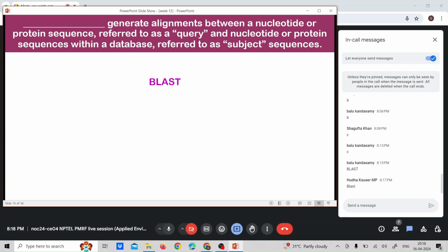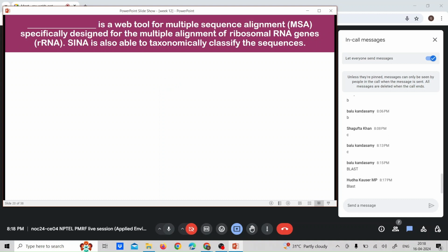Okay, this is BLAST. In BLAST, what we generally do is take a nucleotide or protein sequence. What we give as input is the query, and we search it against the database, whose sequences are known as the subject sequences, and finally it will give us the output.